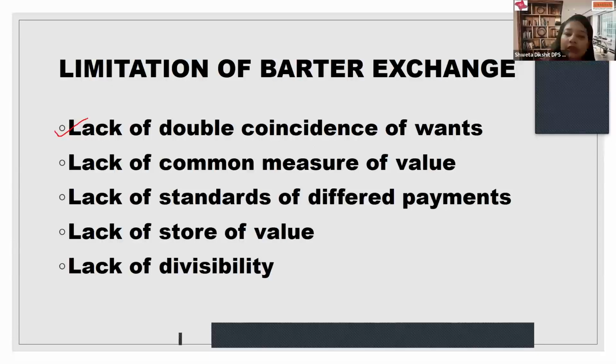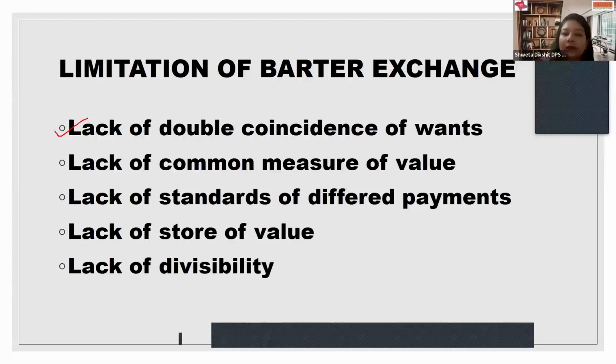What is double coincidence of wants? When there are two parties to exchange goods, it is always mandatory that they should have two common goods and they should also have a common willingness to exchange the goods and services. But every time it is not possible and feasible.